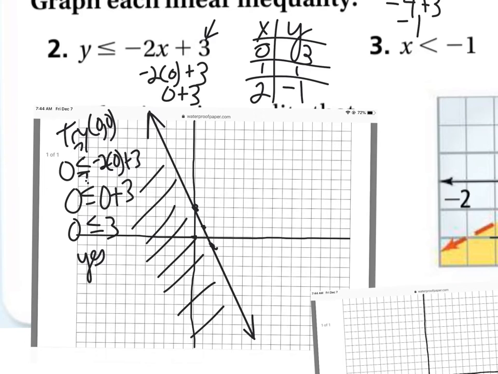Okay. And again, you can think of that as being below the line, since it said less than or equal to, shading below the line, since the y is by itself in our inequality.